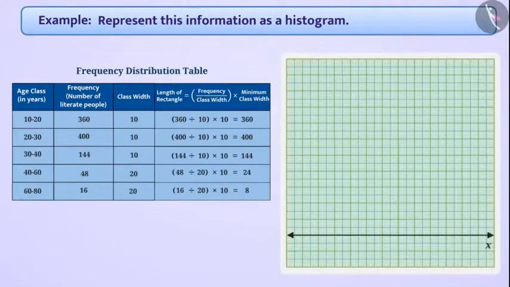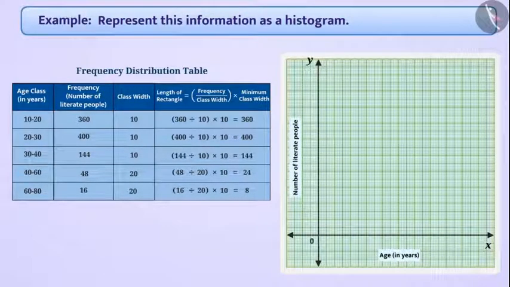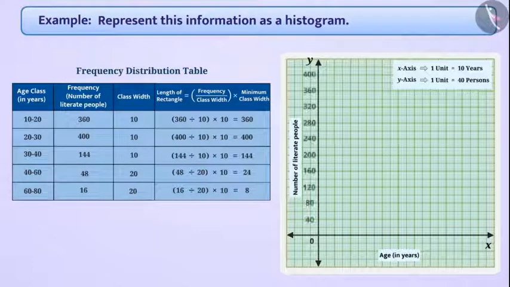Now, we will show the age groups on the x-axis and the number of literate people on the y-axis. For this, we will take 1 unit equal to 10 years on the x-axis and 1 unit equal to 40 persons on the y-axis. Since we are starting with 10 on the x-axis, we will make a kink symbol indicating that we are not showing numbers from 0 to 10.